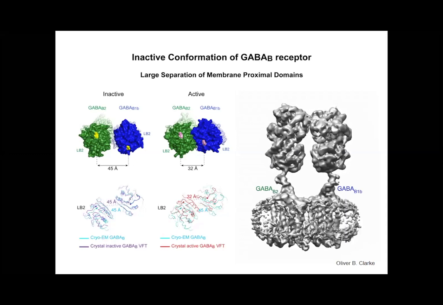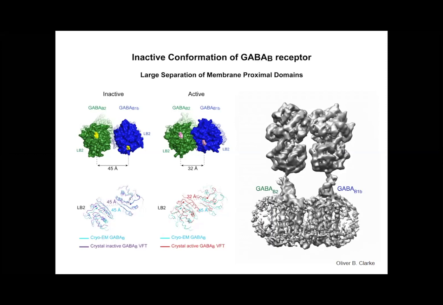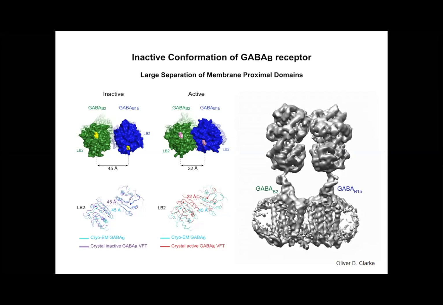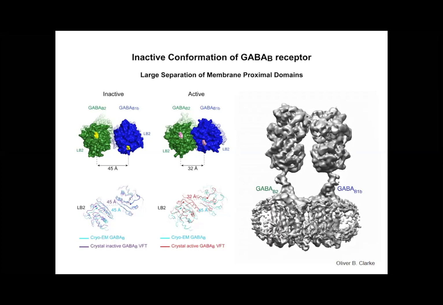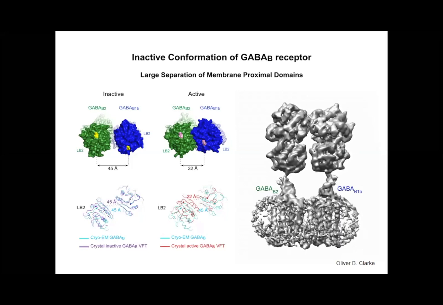Using conformational variability analysis, again done by Oliver, we also observed that the LB2 domains and linkers of both GABAB subunits fluctuate by approaching and withdrawing from the central vertical axis of the heterodimer. However, these domains never come into direct contact, as in the active crystal structure of GABAB VFT. The motion exhibited by the LB2 domains and their associated linkers suggests that the inactive functional state corresponds to an ensemble of conformations, and the separation between the membrane proximal regions falls within the small range around the coordinates of our structure.